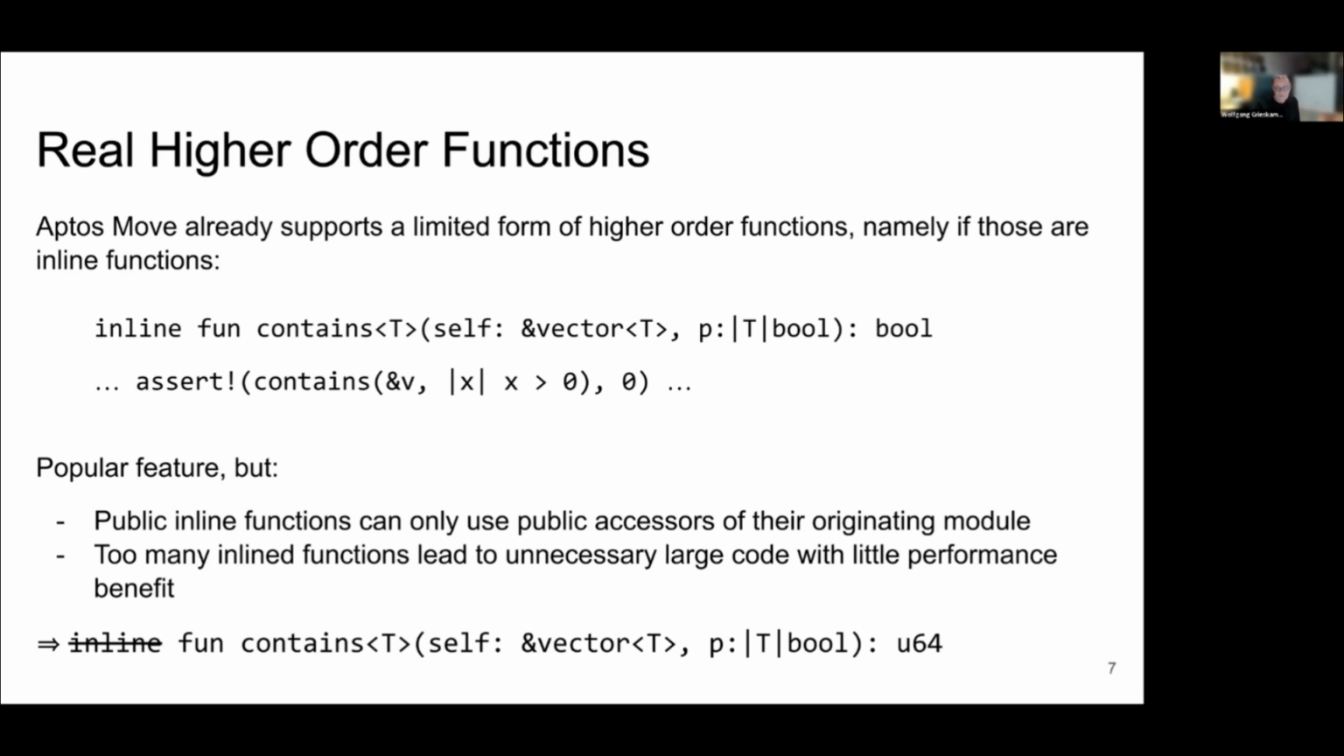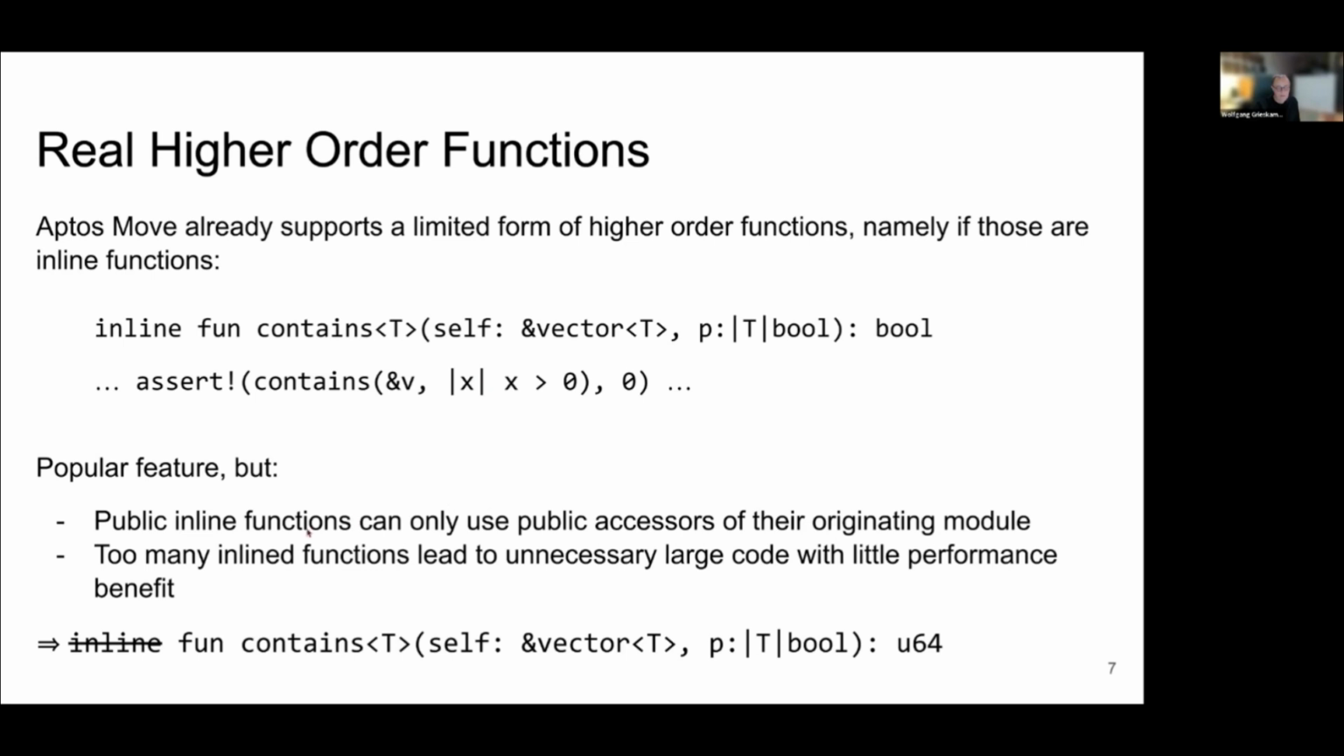They are very much loved by our users because they allow you to skip a lot of loops which you otherwise have to write. And for example, here's an example. You check just for the contains of an element in this vector which is greater than 0. Now this bar x bar is the notation for a lambda expression. Okay, so that's a popular feature, but there are some problems with that.